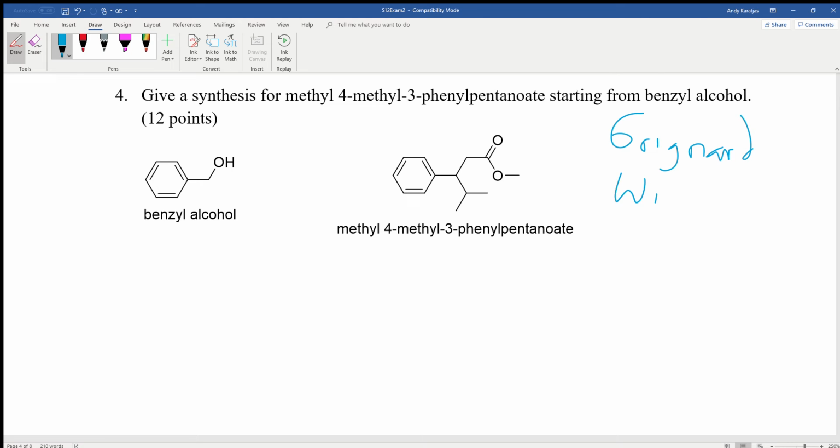Some reactions that immediately come to mind are the Grignard, as well as the Wittig reaction. And it turns out we can actually use both of those quite effectively in this case. So if we think about this final product, I'm just going to abbreviate the aromatic ring as Ph because it won't be changed in any way during any of this synthesis.